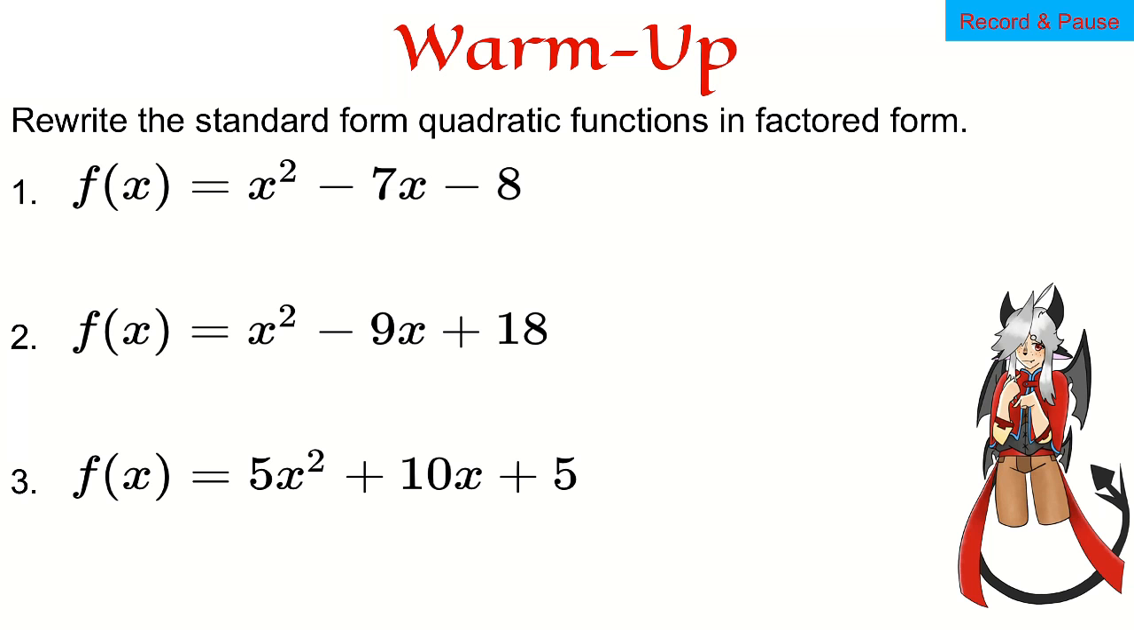All right. This says to rewrite the standard form quadratic functions in factored form. So that should tell you that you're going to need to factor each of these. And remember, the general form for factored quadratics is f of x is equal to a times the quantity x minus p times the quantity x minus q.